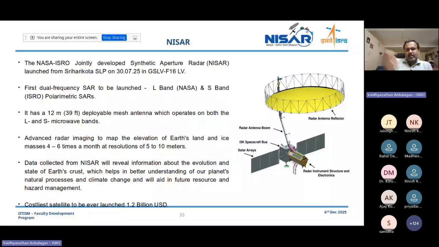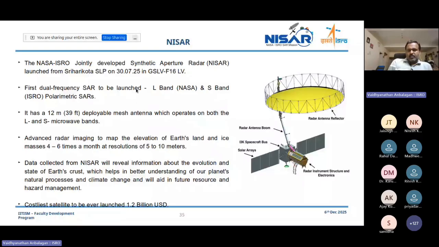Something like we are closing our umbrella and opening our umbrella during the rainy time. This was folded and kept during the launch, and after going up, it unfurled on its own to a 12-meter bigger antenna. So this is a single antenna where both synthetic aperture radars, one in L band and one in S band, both the bands operate.